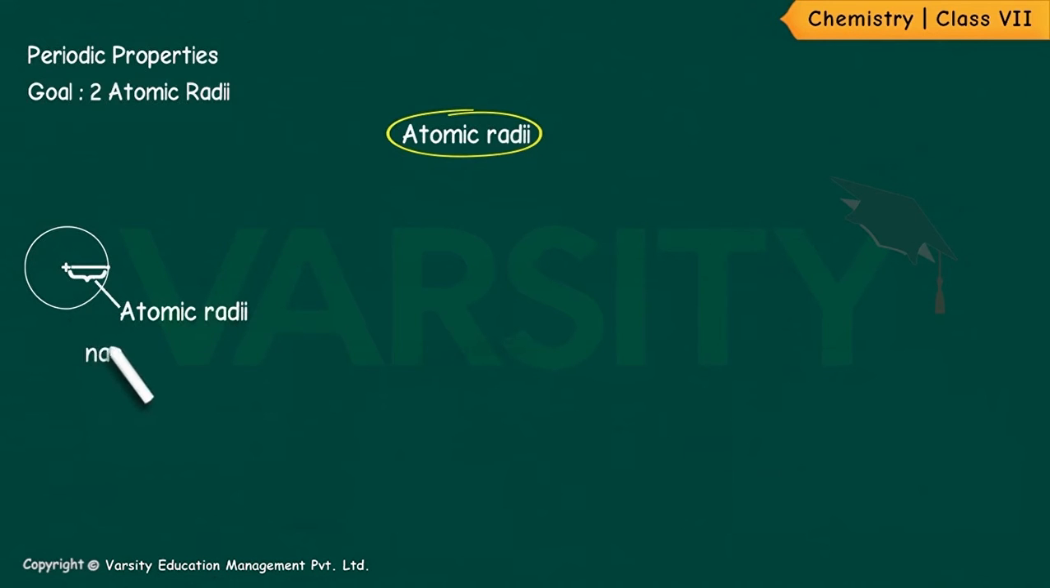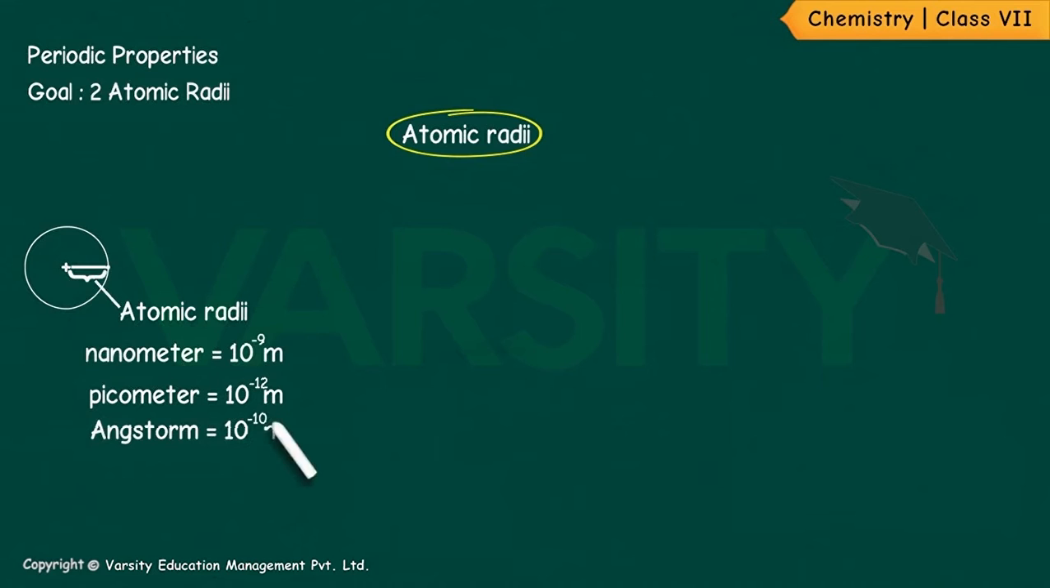It is measured in nanometers, which is 10 to the power of minus 9 meters, or in picometers, which is 10 to the power of minus 12 meters, and the most used one is angstrom, which is 10 to the power of minus 10 meters. These are the units which are used to measure atomic radii.